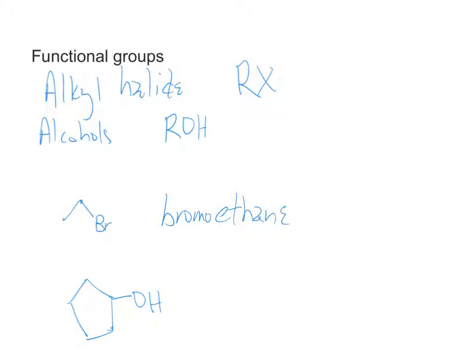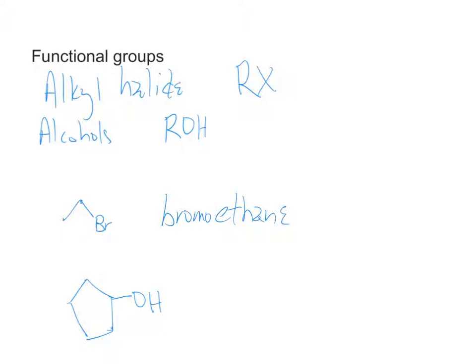Just like iodine would be iodo, chlorine is chloro, fluorine is fluoro. And if you have more than one, you have di or tri. You normally would have to give a locant, but you don't have to here because there's only one place. You can only have 1 bromoethane.